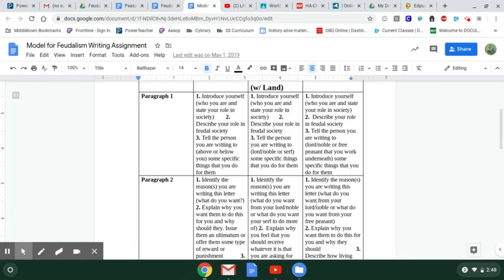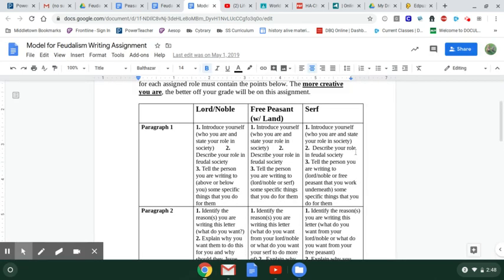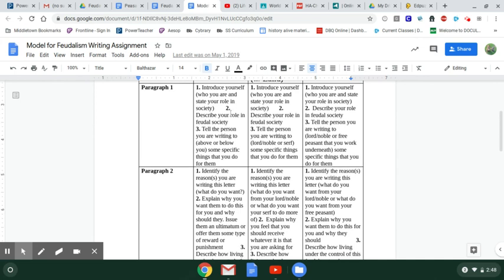You can see it's very short, doesn't include many specifics. When you look at the instructions, you'll see you should include many specifics about what you do, who you are, what your job is in society. Make sure you read these.